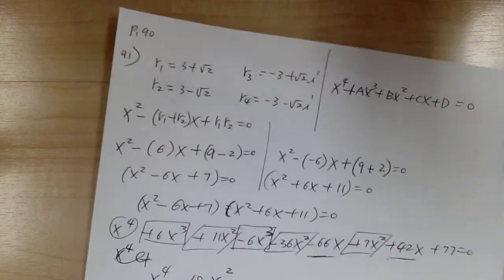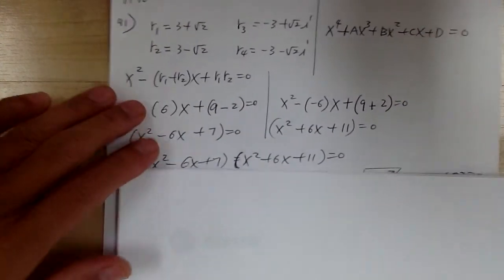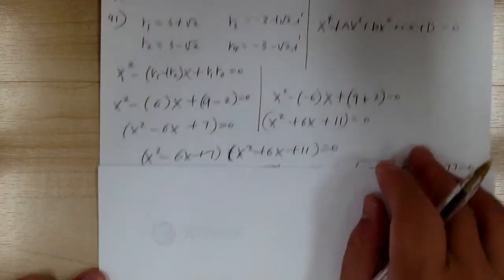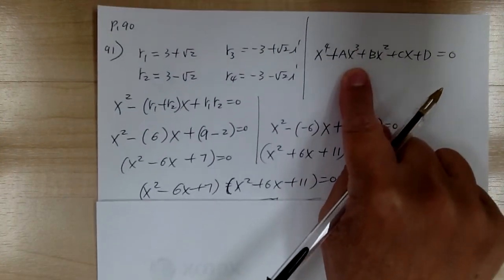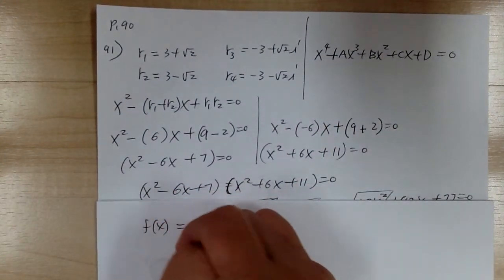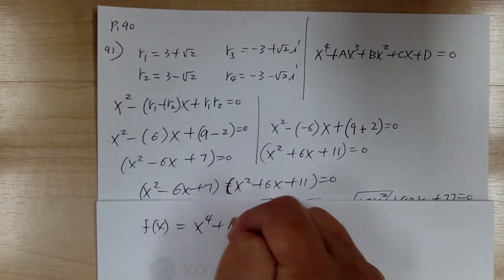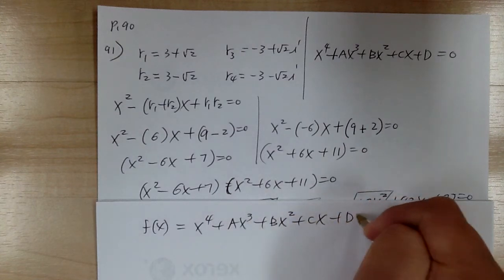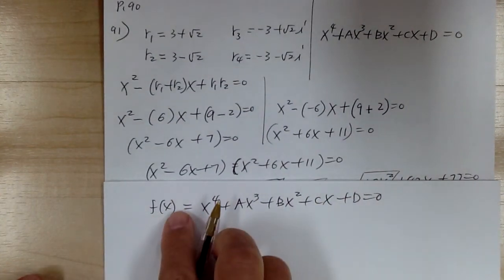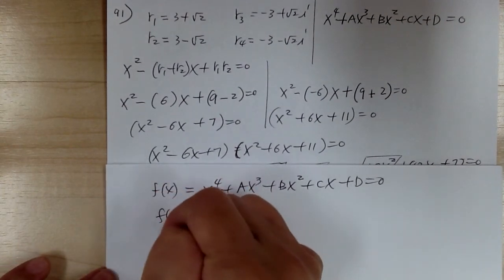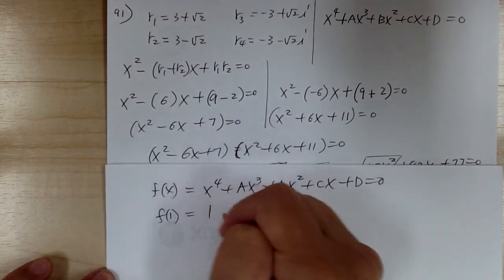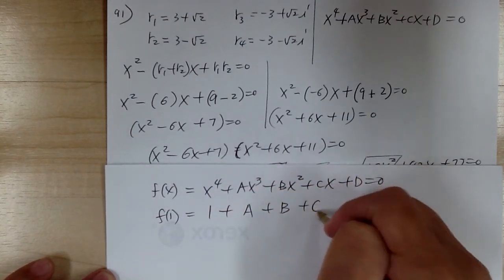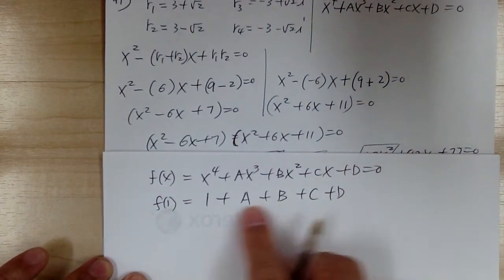Okay, now this is kind of long, but there's a shorter way of doing this. So if you set this equal to f of x, so f of x equal to x to the 4 plus ax cubed plus bx squared plus cx plus d equal to 0. If you look for f of 1, all this will become 1. So it becomes 1 plus 1a, and again all of these would be 1. So f of 1 will equal to that.